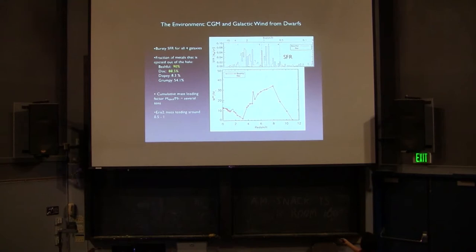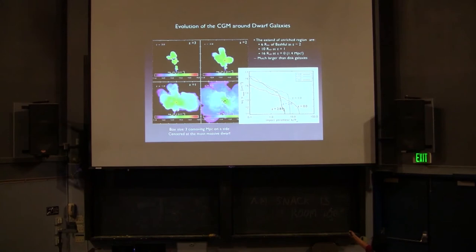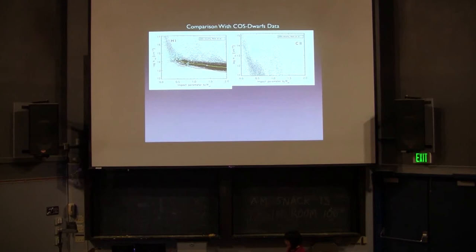If you look at the evolution now, the picture of how these CGM metals look from redshift 3 to redshift 0, this is in comoving space, and this is a 3 megaparsec scale. We see the virial radius indicated here. It evolves from 6 virial radii at redshift 2 to 16 at redshift 0, which is 1.4 megaparsec of extent. We can see the evolution of the profile here, which is basically the same thing. So there are a lot of metals out there, but the metallicity is not that high.